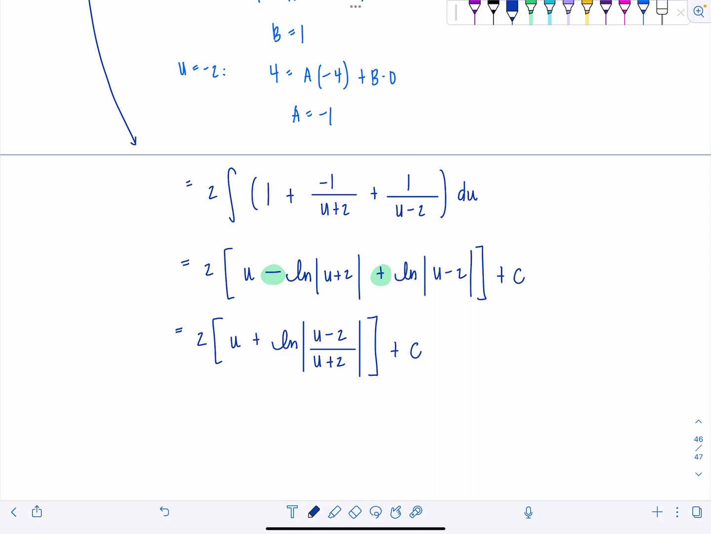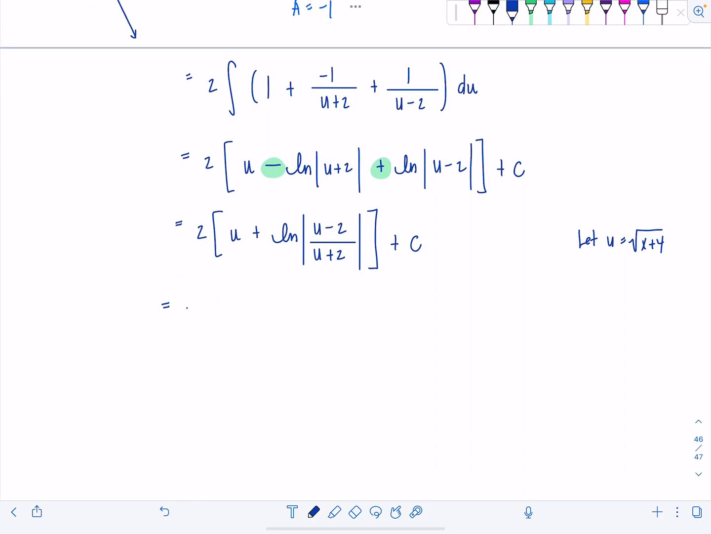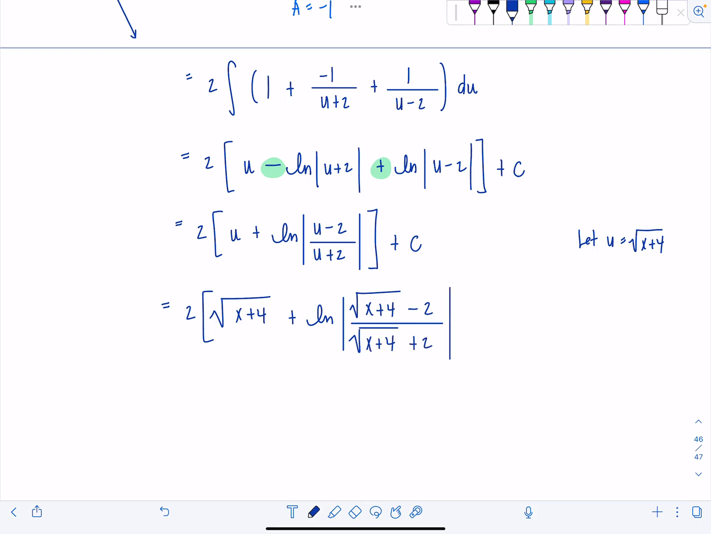Okay, how do we like it? I love it. And then remember, originally we had let u equal the square root of x plus 4. So we need to go back and rewrite our integral in terms of x. So we have here 2 times square root of x plus 4 plus ln absolute value, square root of x plus 4 minus 2 over square root of x plus 4 plus 2 plus c.